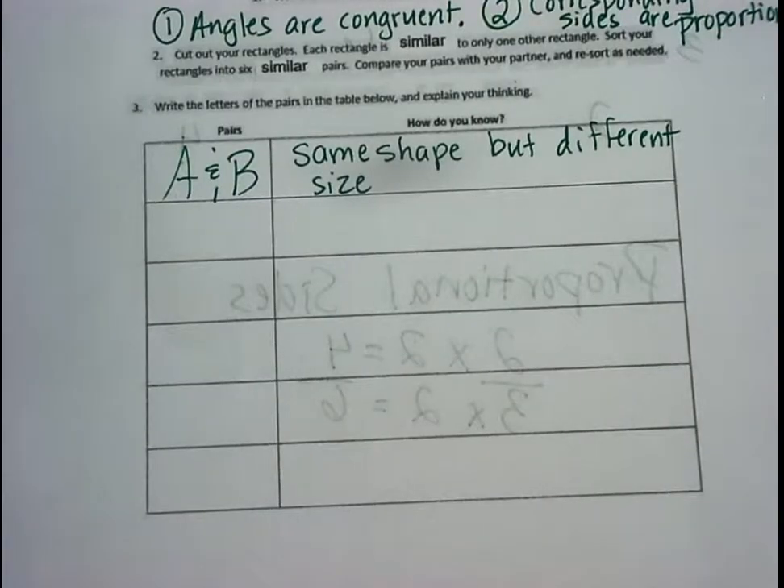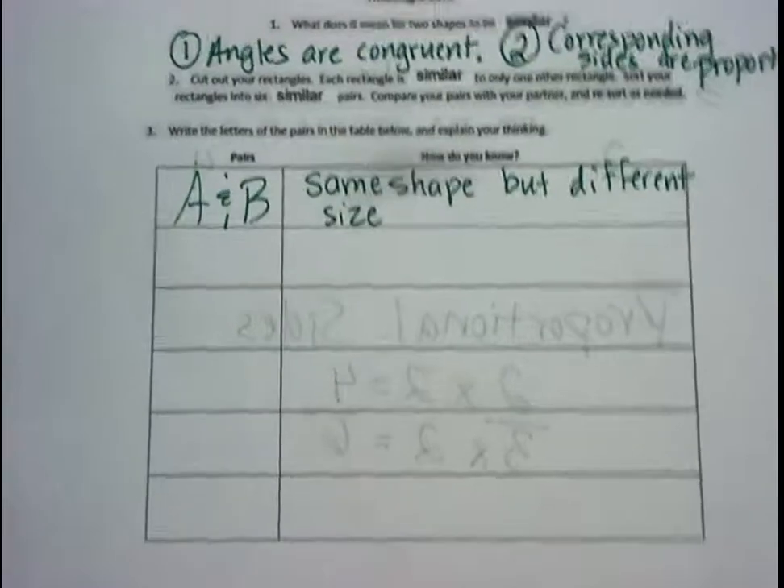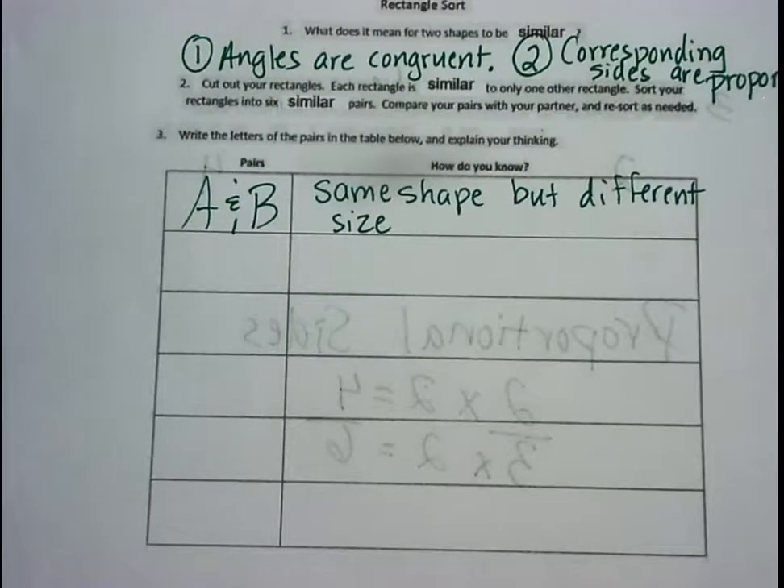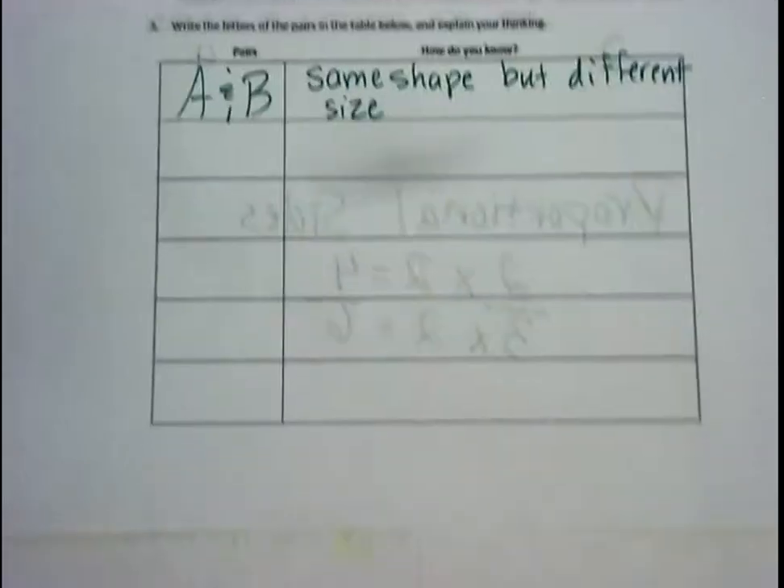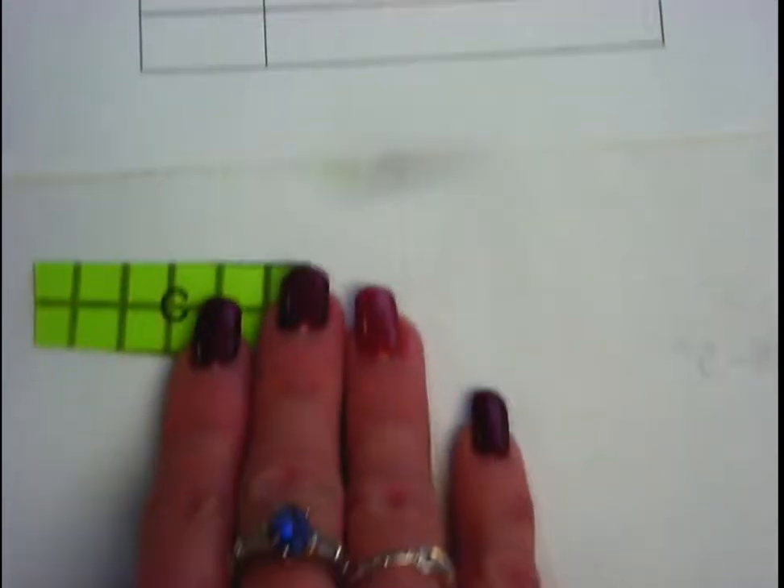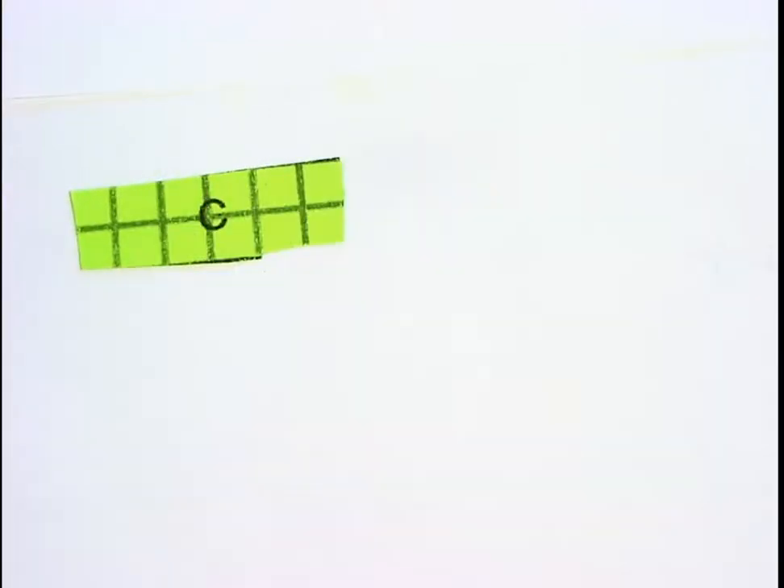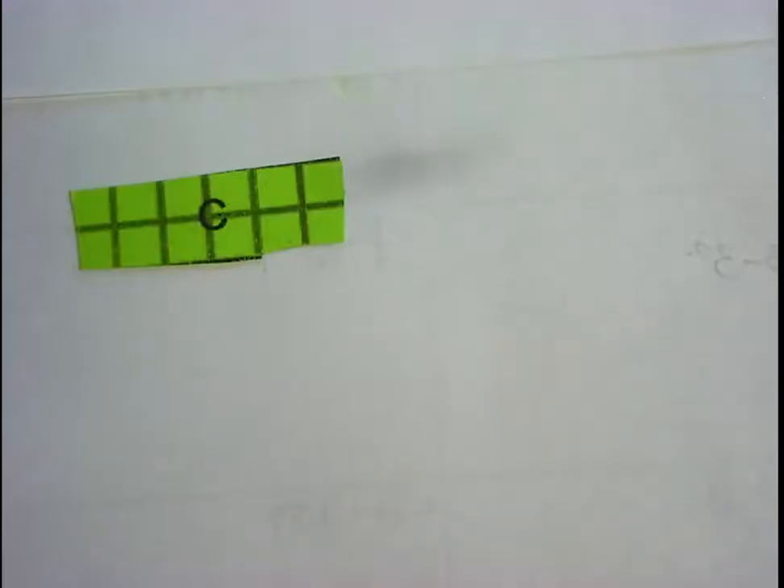Okay, now the class has had a chance to look at the other shapes, and now that we know the definition of what it means to be similar, they came up with some other pairs. So we're going to start with C. This is our rectangle for C, and I want to know from the class, which rectangle do you think is similar to C based on the requirements that we talked about? So what rectangle would go with C?